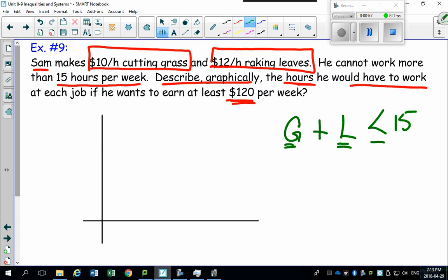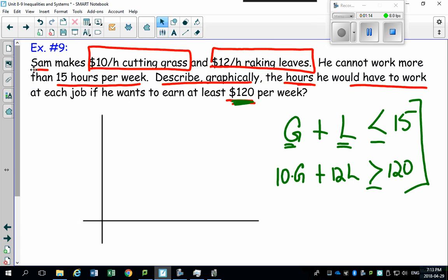Now, he's going to get $10 an hour mowing the lawn. He's going to get $12 an hour raking leaves. And he wants to make more than 120 bucks. So $120 or more. So we'll make that equals 2 as well. Well, there we go. We got a nice little system here. Now, I know what you're thinking. In a system, we always want to find one specific answer. But what's really tough is you're actually working with inequalities. There is no one answer. There's a group of answers. That's why we shade. Shading means that there's a group of answers that we're getting here.